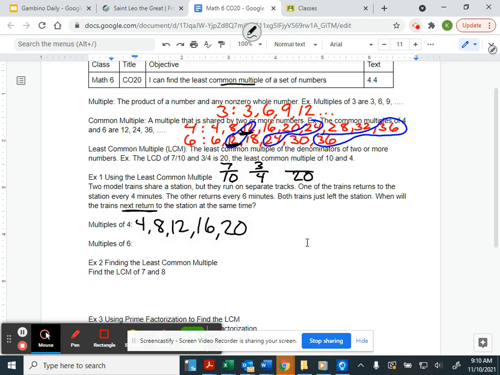Multiples of 6: 6, 12, oh, I can stop right there, because I found a common multiple.